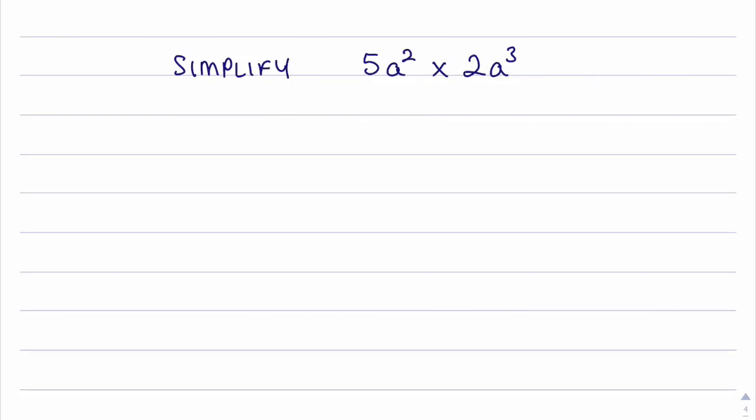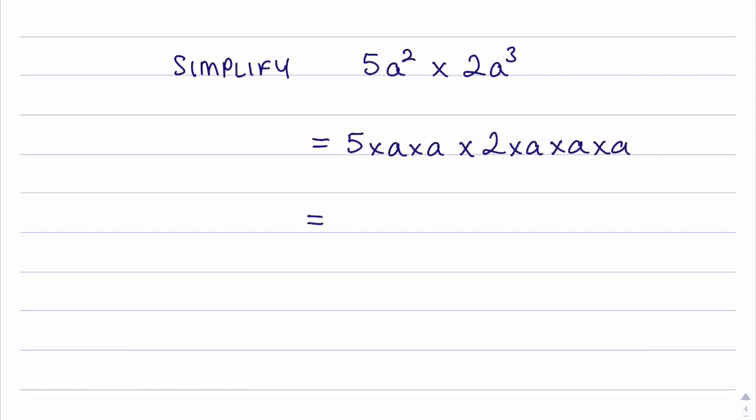For the next series of questions, we're going to be simplifying algebraic expressions. And the first one here I've got is 5a squared multiplied by 2a cubed. Now what I can do here is I can expand this expression by writing it as 5 multiplied by a. So that's the first term. And then we're multiplying that by 2 multiplied by a multiplied by a multiplied by a.